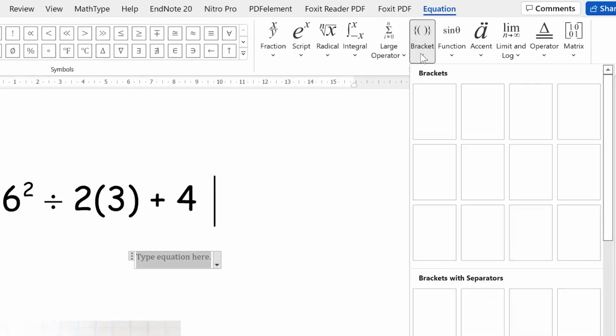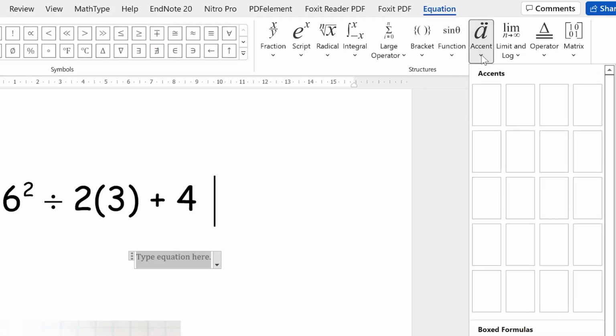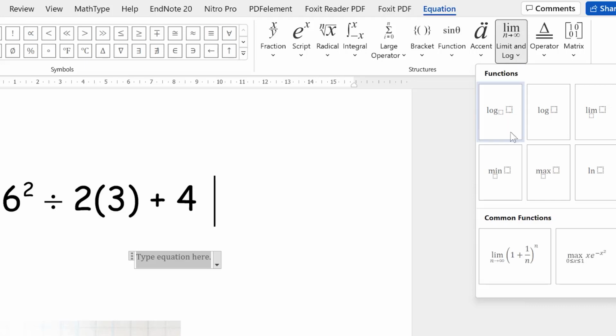And we have large operators, you have the summations and all that, products and co-products, unions and intersections, depending on what you have. And we have different kinds of brackets over here, brackets with separators, single brackets, and we have sine functions within the geometric or trigonometry. You can easily bring in these trigonometric functions, inverse functions, hyperbolic functions, and you have accents as well, boxed formulas, overbars and underbars. Limits and logs are also here, depending on common functions.